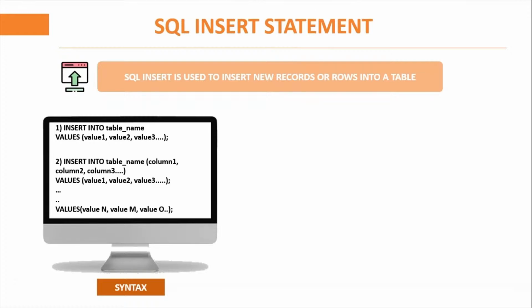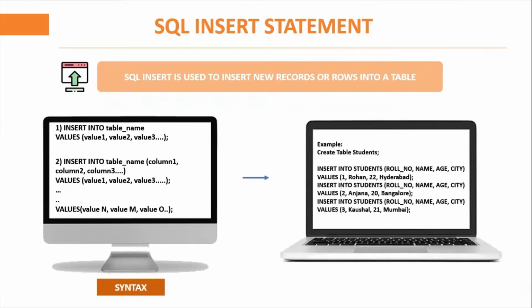The second method specifies both the column names and the values which you want to insert. And the syntax is insert into, which is the keyword we are using. After that, we have to mention the table name, and within the brackets, we have to mention the columns and then values 1, values 2, values 3, and so on up to our requirement. So this was the syntax.